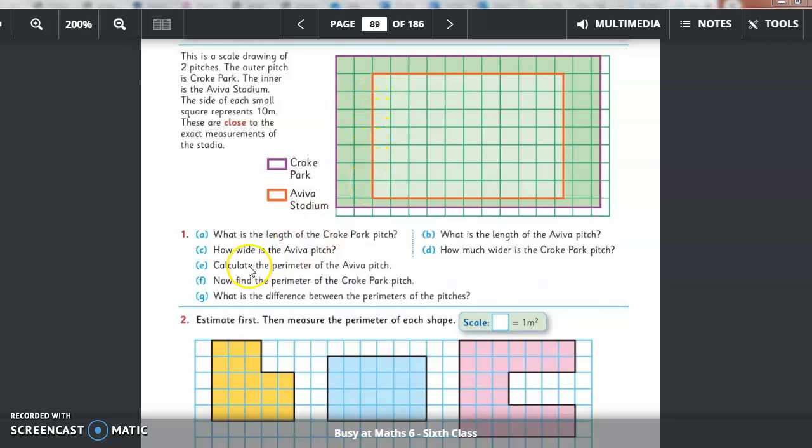For E, the perimeter, you add up this width, and this width, and this length of the Aviva. The perimeter of Croke Park, add up your 2 lengths, and add up your 2 widths. And for part G, what's the difference? Well, take your total answer for the perimeter of Croke Park, and take away your answer for the perimeter of the Aviva, and that will give you the difference for 1G.